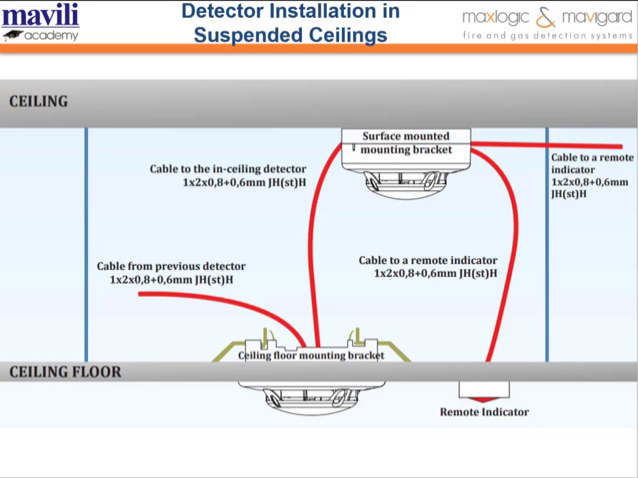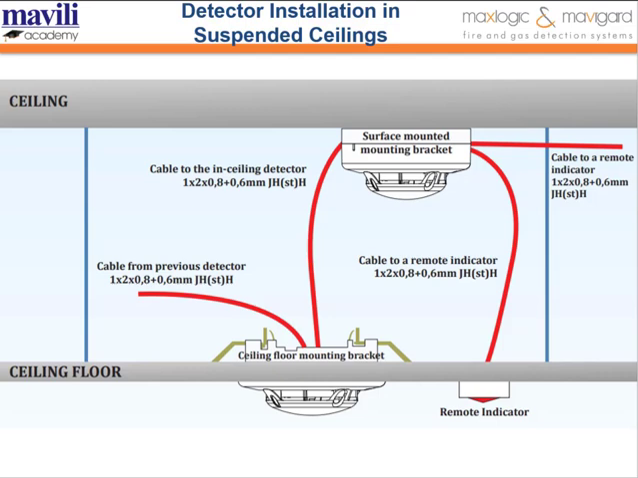To determine this, we first look at whether the cables inside the suspended ceiling are fire resistant. If the cables are fire resistant, a detector must be installed inside the suspended ceiling when a fire load exceeds 25 MJ. If the cables are not fire resistant, detectors must be installed when the fire load exceeds 15 MJ.